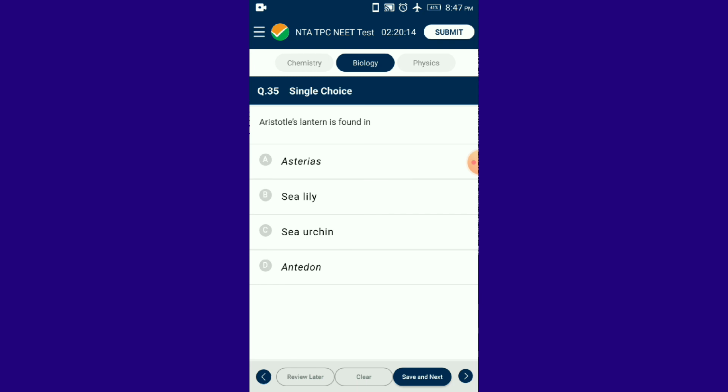Question number 35. Aristotle's lantern is found in. The members of phylum Echinodermata are spiny-bodied sea creatures which possess an endoskeleton composed of calcareous ossicles embedded in the skin. Echinoderms are exclusively marine, bottom dwelling, and free living animals. So the answer for this question is option C. Sea urchin.